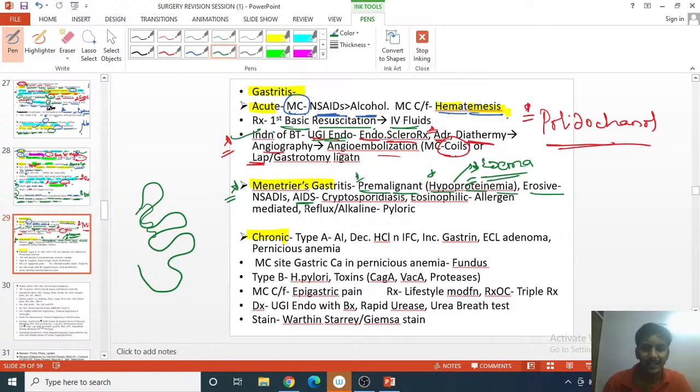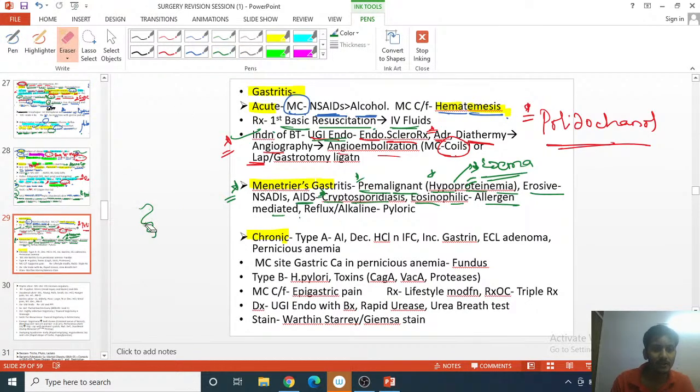Then next is your AIDS. AIDS में gastritis होता है. It is due to Cryptosporidium parvum. So please remember, the gastritis which is seen in AIDS is mainly due to which organism? It is due to Cryptosporidium parvum, that is Cryptosporidiasis. Then the next is your eosinophilic gastritis. Eosinophilic gastritis is allergen mediated. So when there is allergen exposure, it can lead to gastritis, which is known as eosinophilic gastritis. So there would be eosinophilia associated with it.